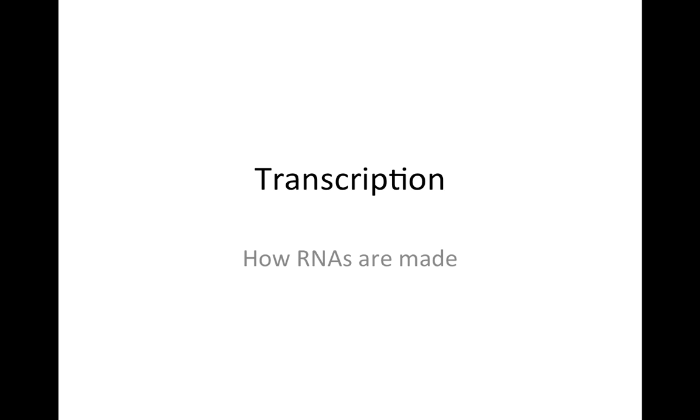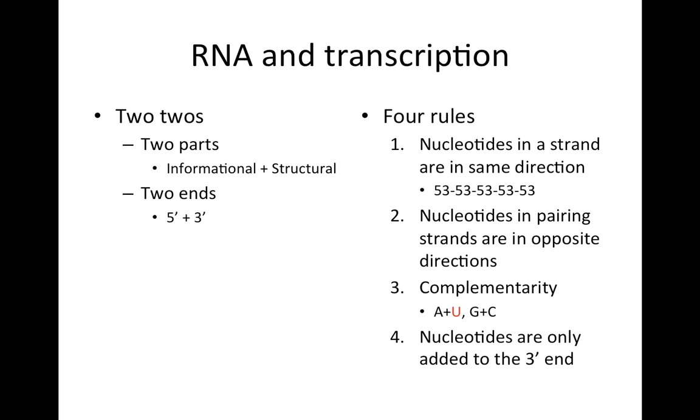So in this video, I'd like to talk about transcription, which is the process by which RNA strands are made. We learned earlier about our two twos, that a DNA strand has an informational part and a structural part, and that it has two ends, a 5' end and a 3' end, and our four rules. While we didn't emphasize it, these rules and these two twos apply both to DNA and to RNA. Among these rules, there's only one difference, which is where DNAs have T's, RNAs have U's.